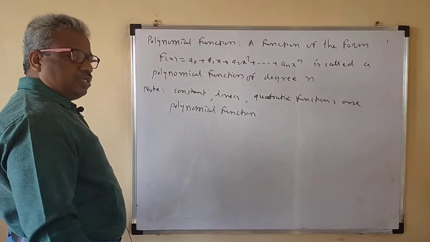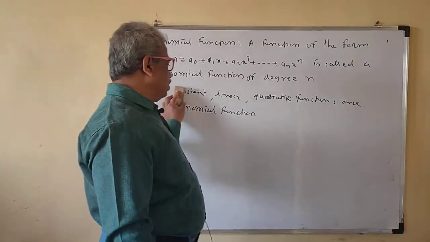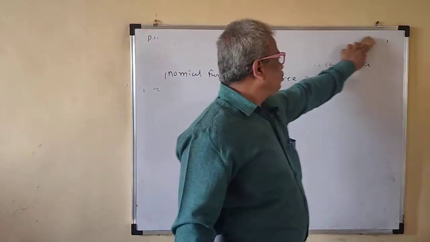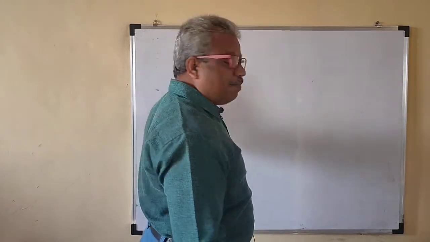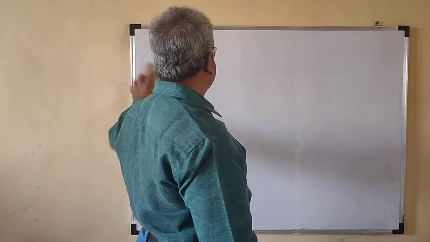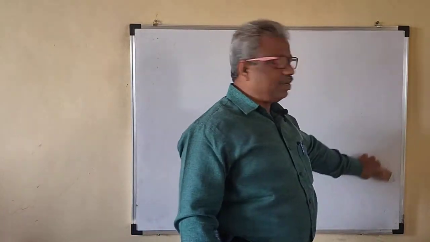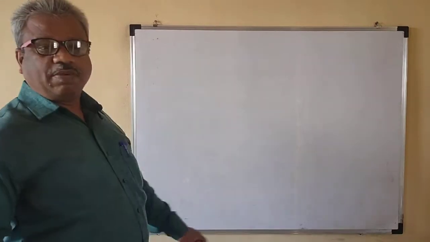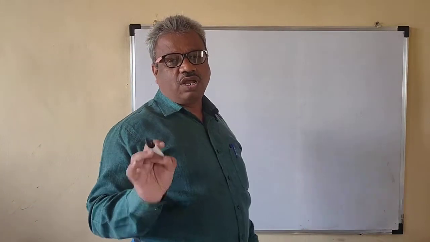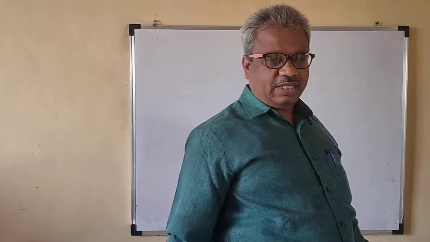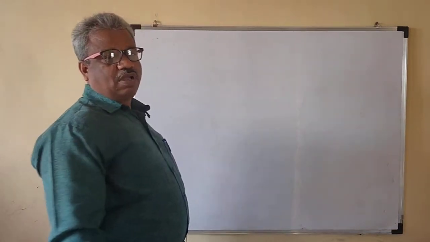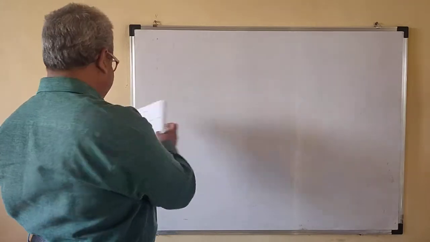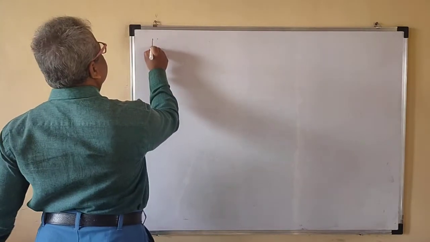So for a constant function, you may say this is a polynomial function. Linear function, you may say this is a polynomial function. This is the example of a polynomial function of degree 1. A polynomial function of degree 1 is called a linear function. A polynomial function of degree 2 is called a quadratic function. You may define the quadratic function in terms of the polynomial function. Now next, a rational function.